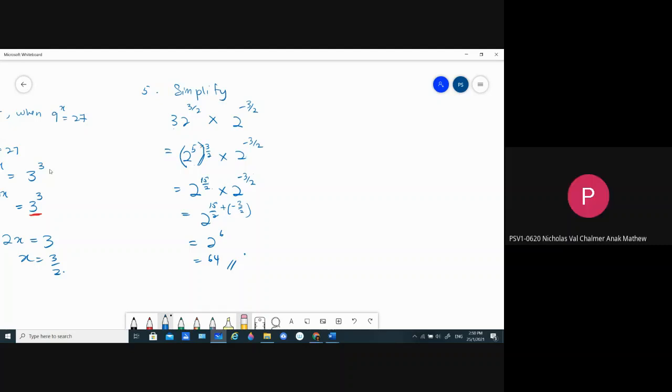Okay, so the last question. Simplify negative 2 to the power of 3 multiplied by negative 2 to the power of 7, divided by 3 times 4 to the power of 6. Okay, one look at this. What is the common base here? One look at all these numbers. What do you think is the common base? 2, yes. You see here, negative 2, and 4 can also be written as 2. So the common base is 2.